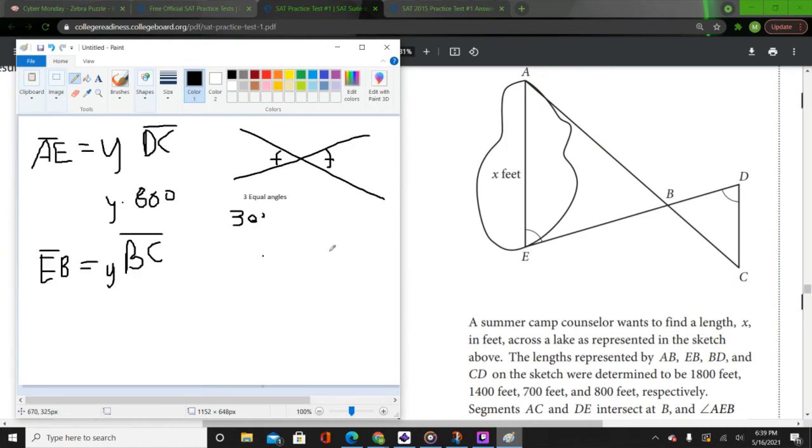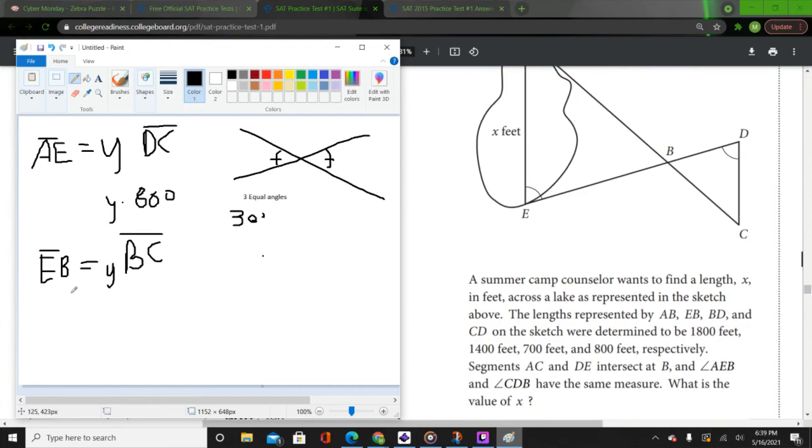So back to the EB and BD. EB is the second thing, which is 1400, and what is BD? 700. Yep. BD. Wait, did I say BC? I meant BD. It's my bad. And 700.